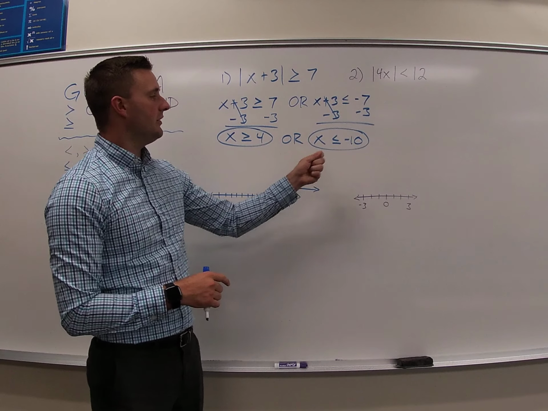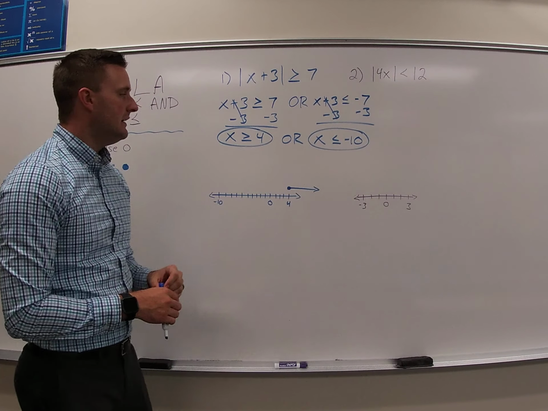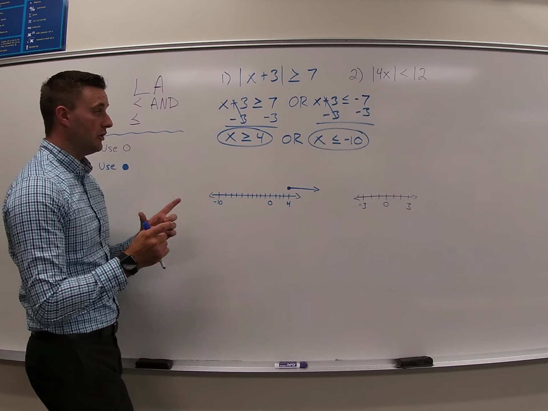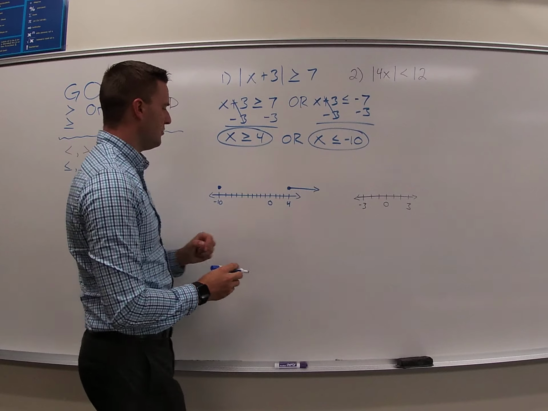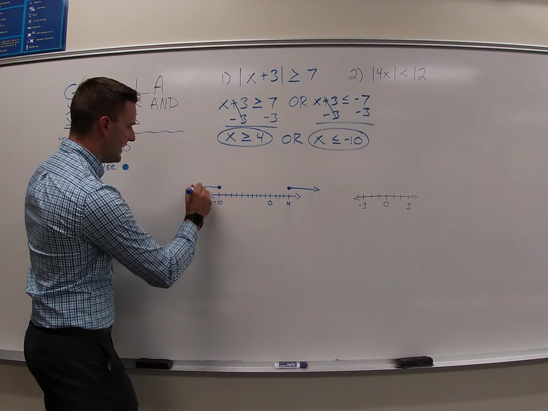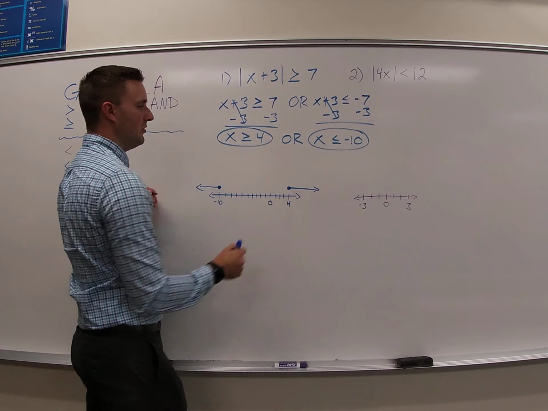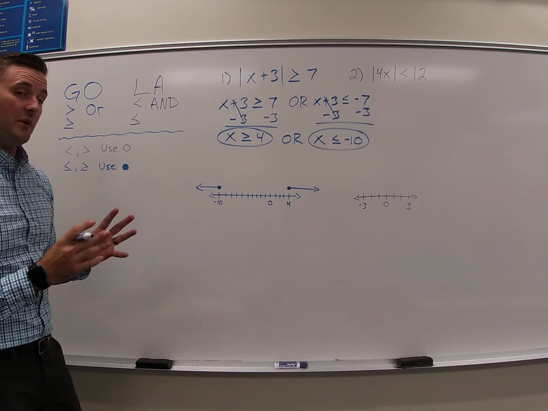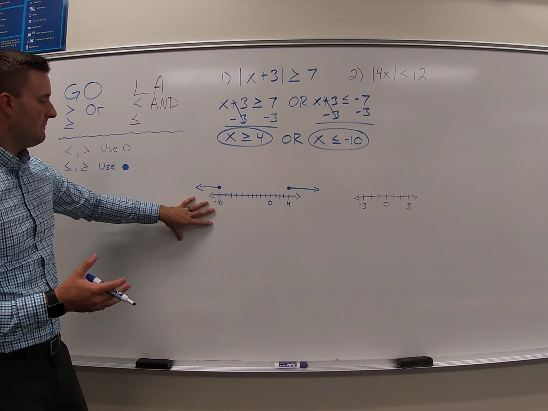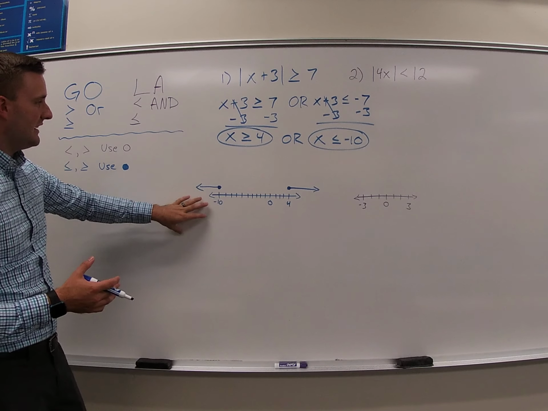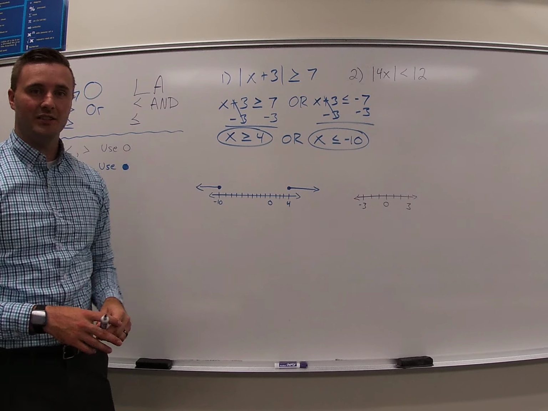In the same way, my other inequality, notice I have the less than or equal to symbol. So because it's equal to, I'm going to use a closed circle over negative 10. But now notice how my arrow is pointing to the left. So I'm going to draw my arrow to the left. So this arrowhead should match the same symbol as my less than symbol. So how we would read this is that all of my solutions to this inequality are going to be less than negative 10, or they're going to be greater than positive 4.